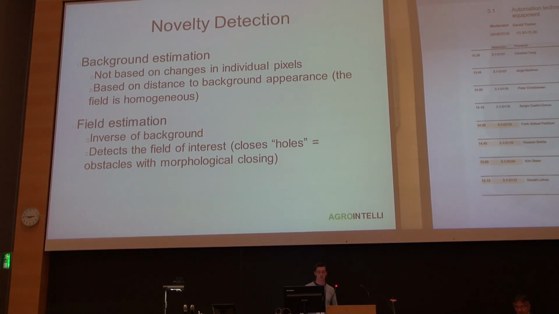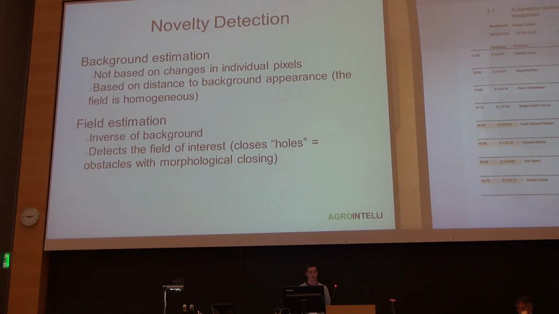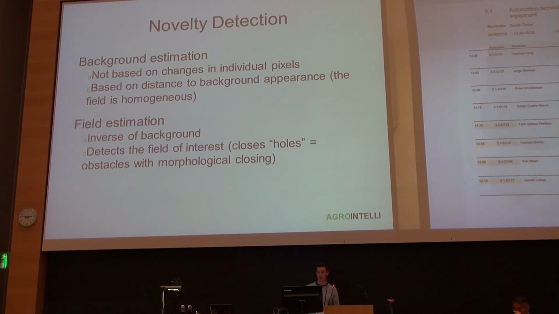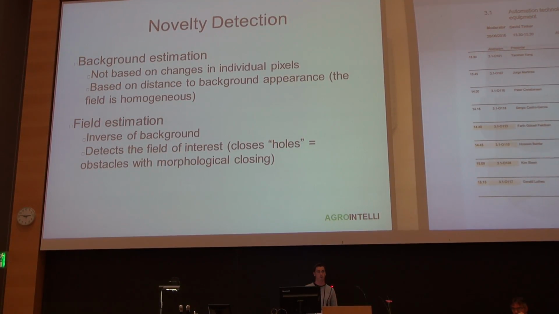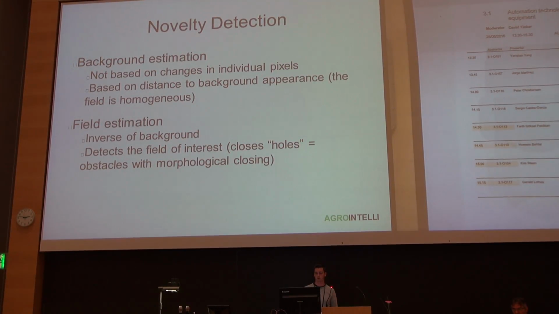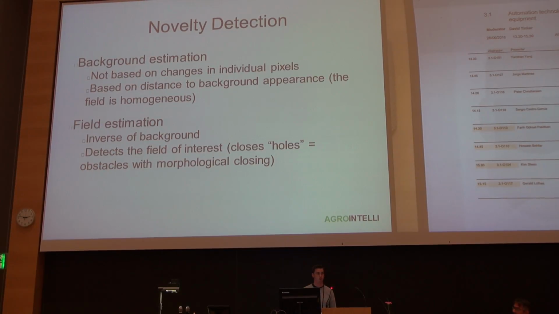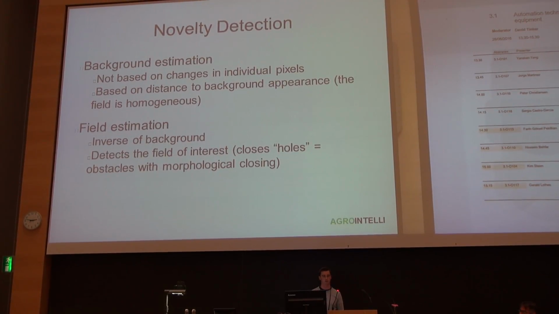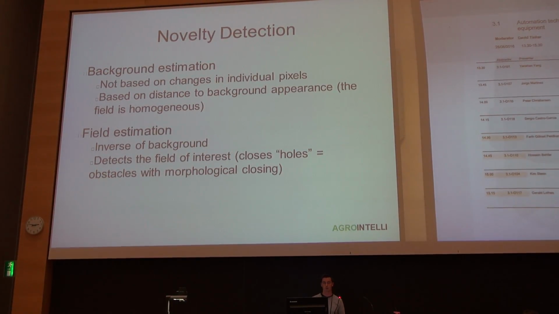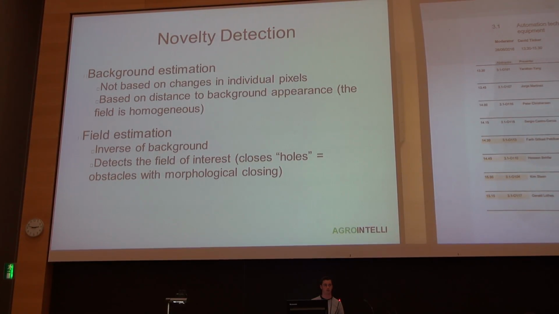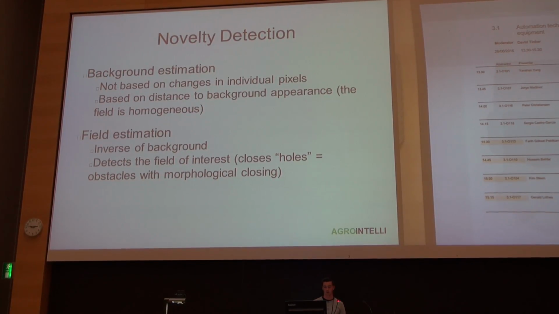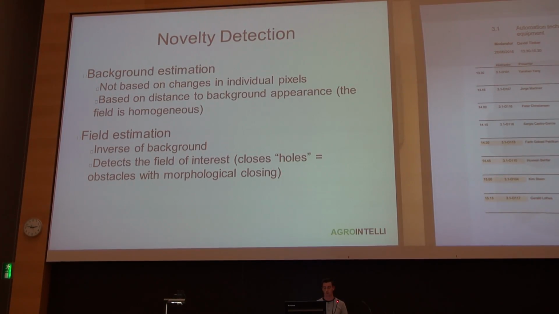We also apply field estimation, and that's more like the inverse of background estimation. So we want to apply our image processing only on the part of the image where we have the field. We saw in Peter's images that we could have a road, shelter belts, skies. We use that same background model and just inverse it, to obtain a small region which we are focusing on. Of course, if we have obstacles within that field, these regions will be removed in that process, and we close that by using morphological closing.